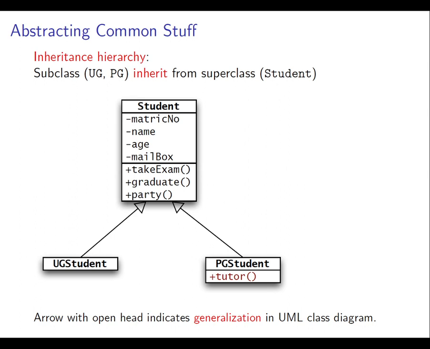So an inheritance hierarchy allows you to abstract out common stuff. So what we say is, UGStudent and PGStudent are both kinds of student, and the only difference is that a PG student adds an extra method, tutor. And that's what this diagram indicates. The arrow with an open triangular head indicates generalization in a UML class diagram. This says UGStudent is a kind of student and PGStudent is a kind of student. Every UG student is a student. Every PG student is a student. Student is the superclass. UG student and PG student are subclasses.